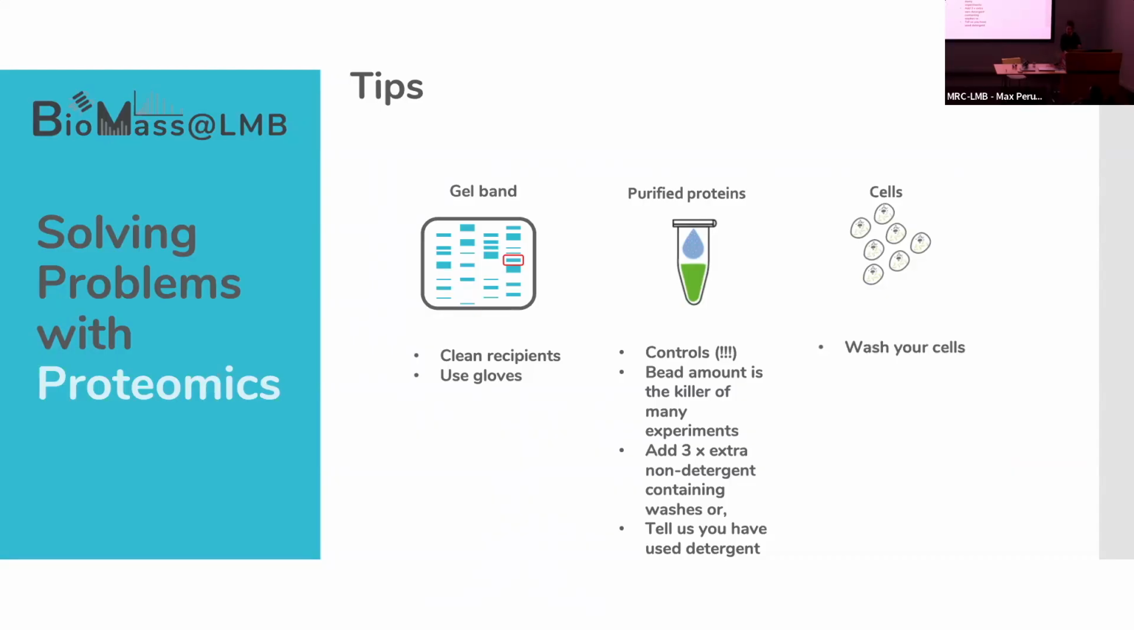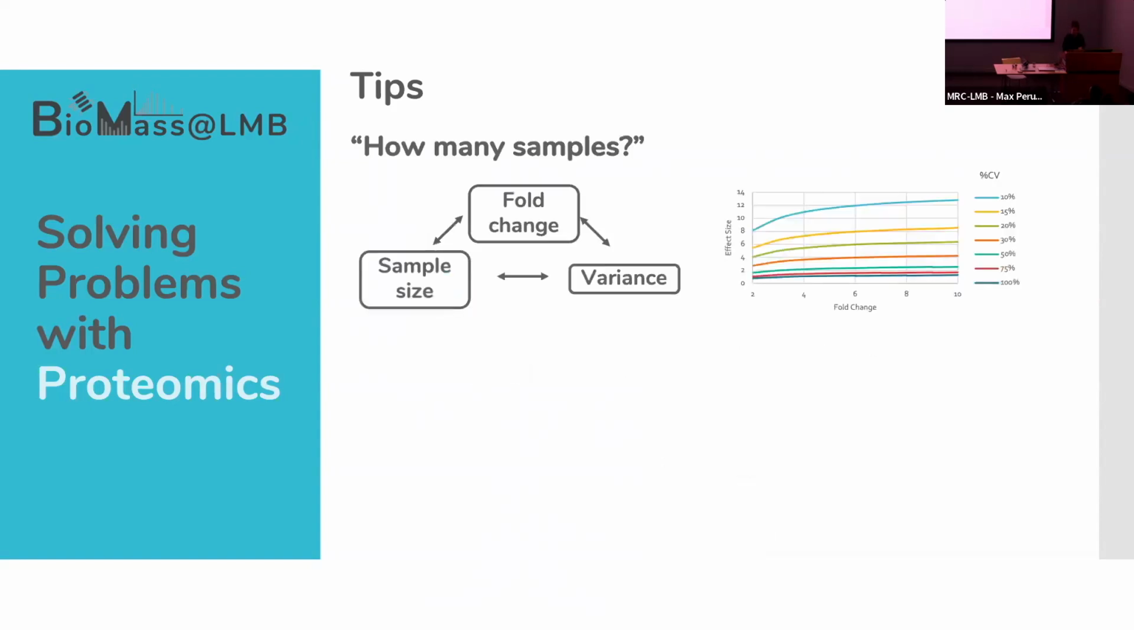So there's a bias. Right, and cells. The best advice that I can give is wash your cells. There's usually lots of proteinaceous stuff in the medium. Get rid of it and then bring us our cells. We'll handle the rest. That's it. So cells, not much of an advice there.